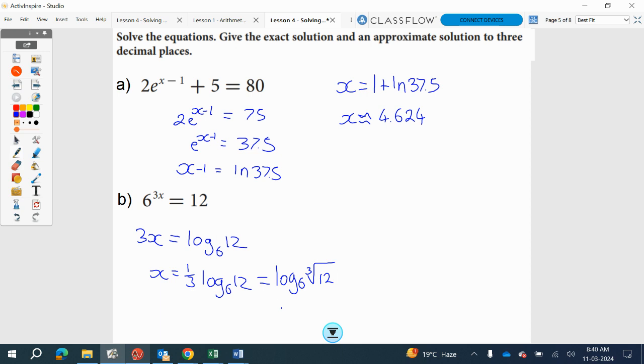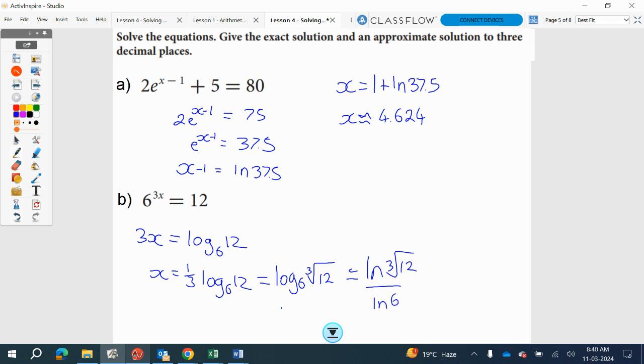Using the power property of logarithms, I can bring the exponent in, and we can write it like this. We can do a change of base on this if we want. So you need to have it in common logarithms. Let's do a change of base. Let me do it into ln, so base e: ln of the cube root of 12 over ln 6 using the change of base formula.